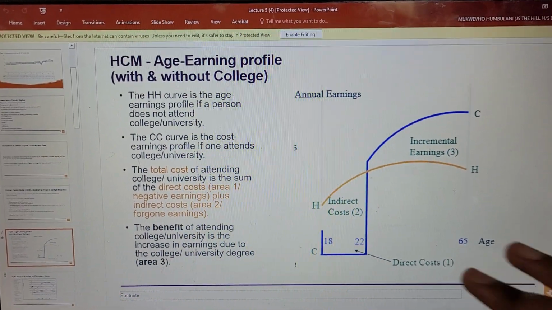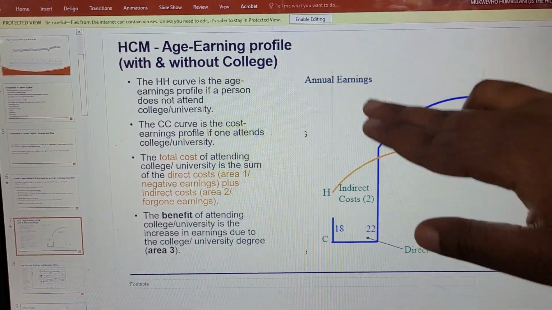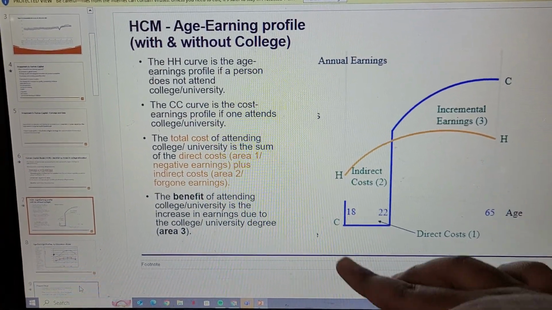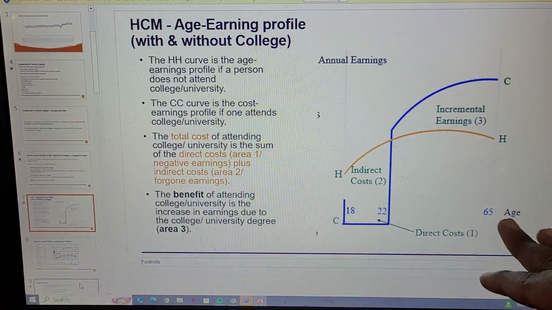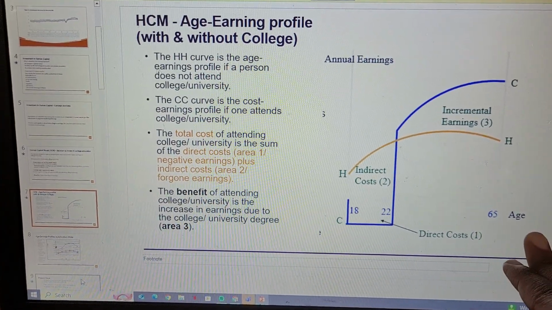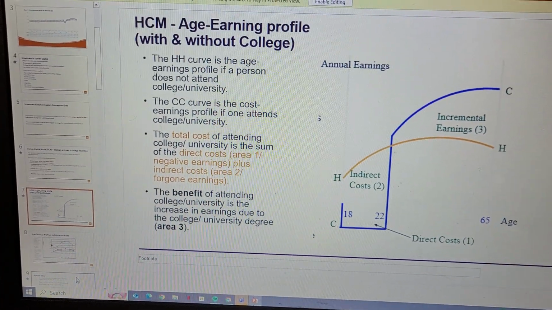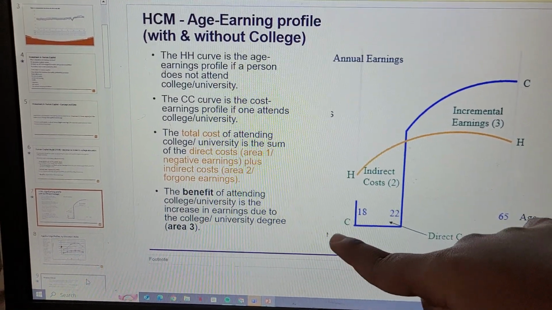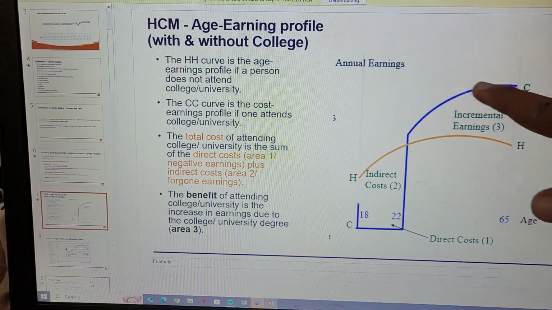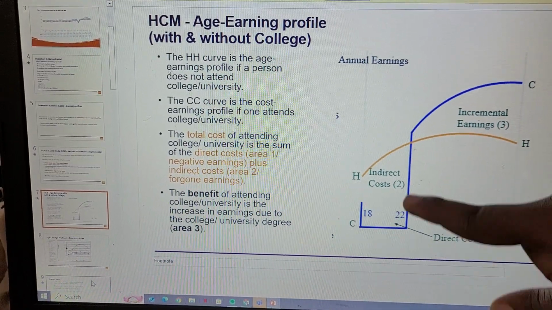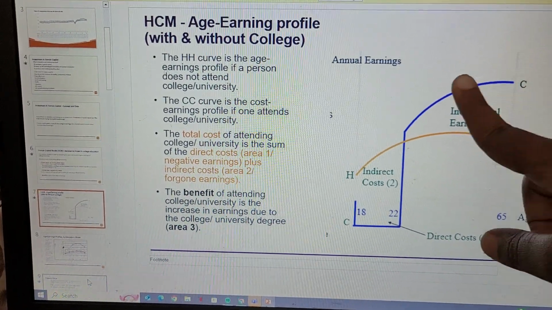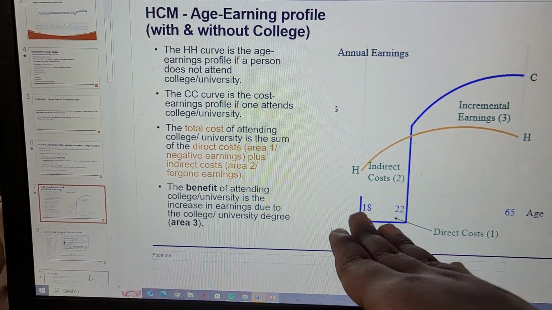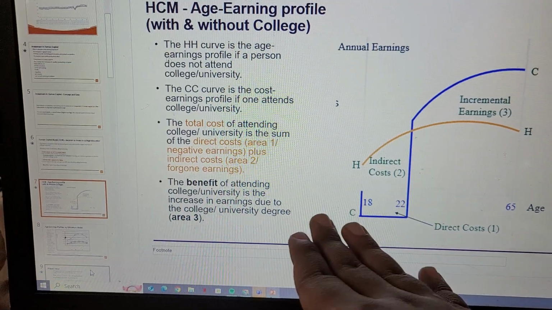But okay, we're gonna just start with the y-axis, which you can see is the annual earnings, and the x-axis, which is age. So this 18, 22, and 65, don't get it confused, it's just the ages of this person in the simplified model. So from 18 to 22, let's start with the fact that the CC curve is the people who went to college, or a person who's gone to college. And from 18 to 22, let's call him Temba, makes no money. Okay, Temba makes no money.